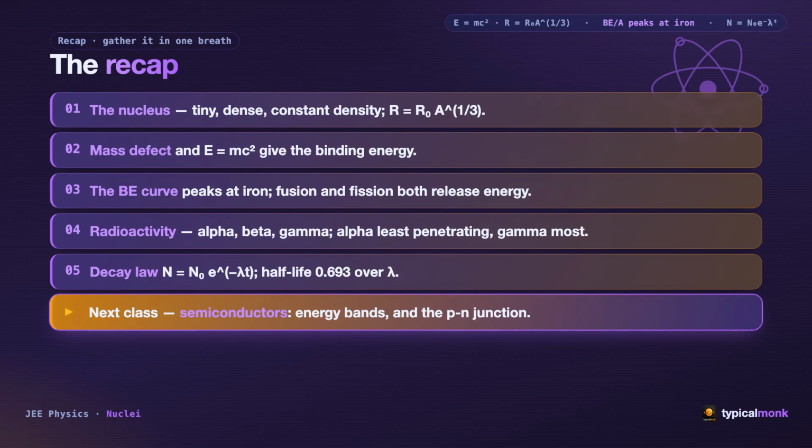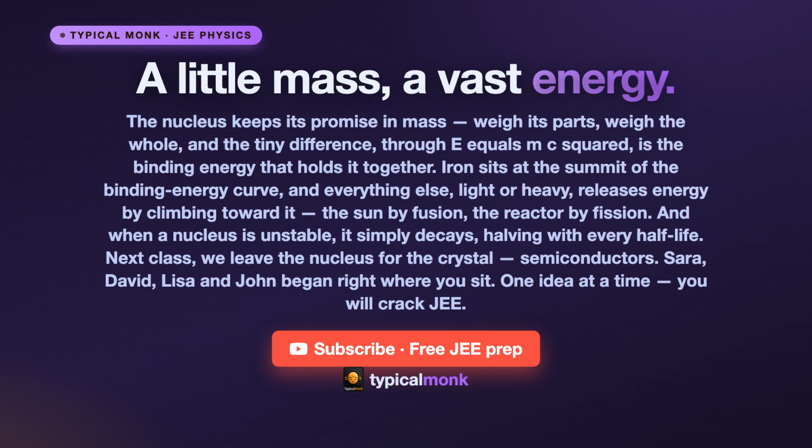Next class: semiconductors, energy bands, and the p-n junction. A little mass, a vast energy. The nucleus keeps its promise. In mass, weigh its parts, weigh the whole, and the tiny difference through E equals mc squared is the binding energy that holds it together. Iron sits at the summit of the binding energy curve, and everything else, light or heavy, releases energy by climbing toward it. The sun by fusion, the reactor by fission. And when a nucleus is unstable, it simply decays, halving with every half-life.